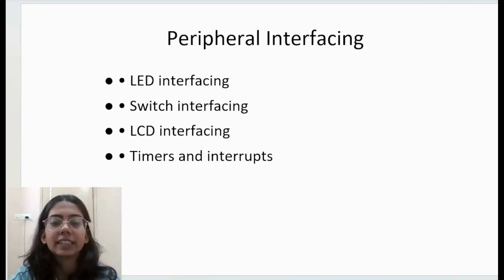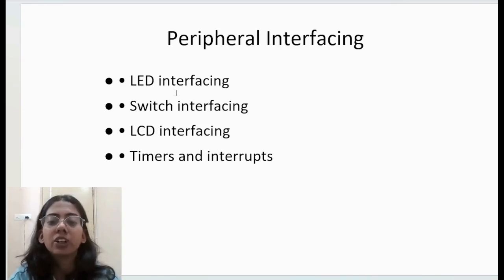Peripheral interfacing. Peripheral interfacing is an important part of embedded systems. It helps us understand how external devices communicate with the microcontroller. During the internship, we worked on interfacing components such as LED, switches, and LCD. Each peripheral has a specific role as an input or output device. Then we can see LED interfacing.